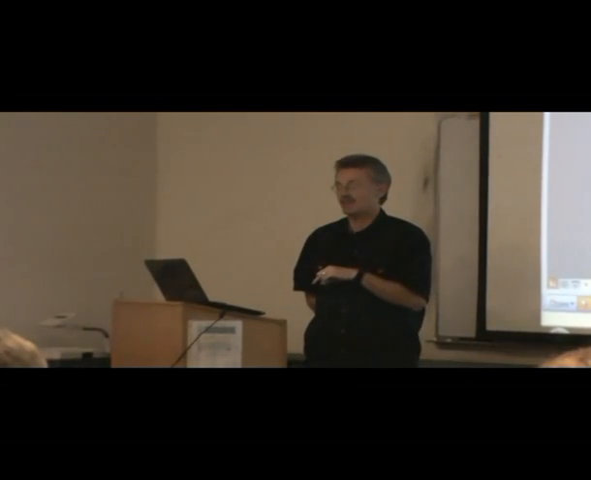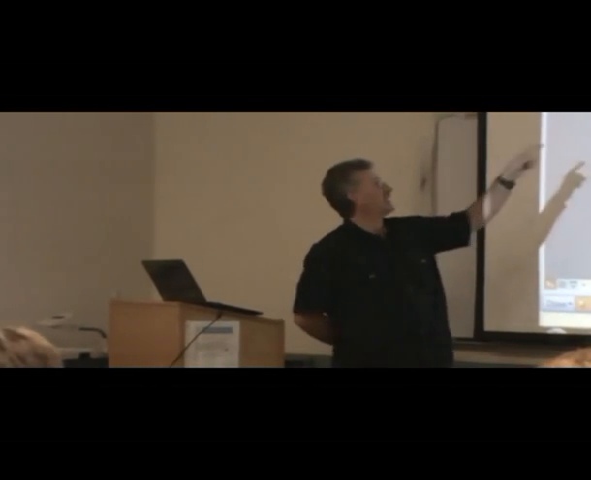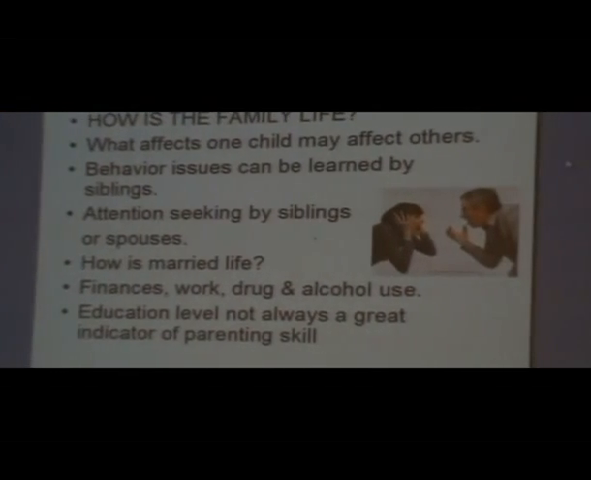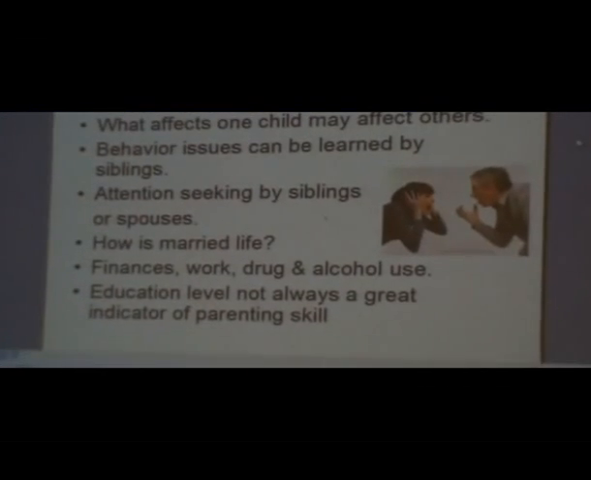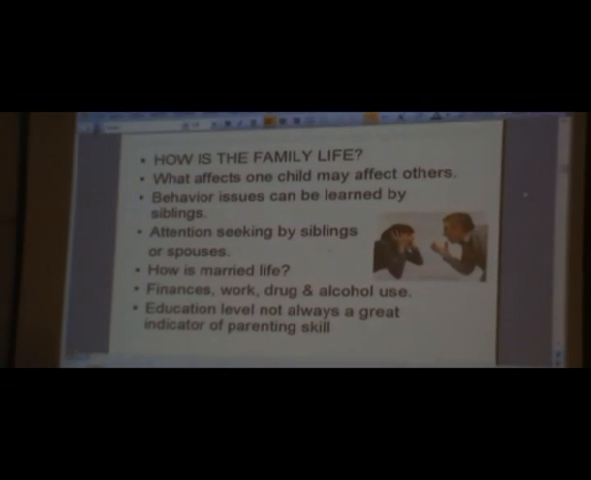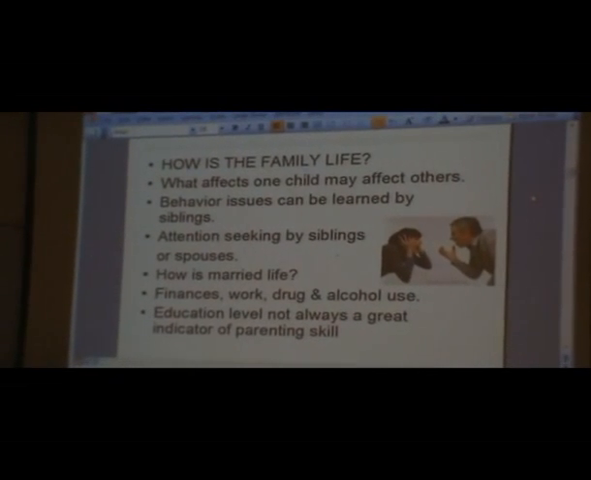Oh, we can't go to the restaurant because last time I said I wanted chicken fingers, they didn't have any, and I got angry, and they take it upon themselves. So we need to be able to explain things. What affects one child may affect others. Behaviors can be learned by siblings. Right? Attention seeking by siblings or spouses. Right? You have a demanding spouse or a demanding child.